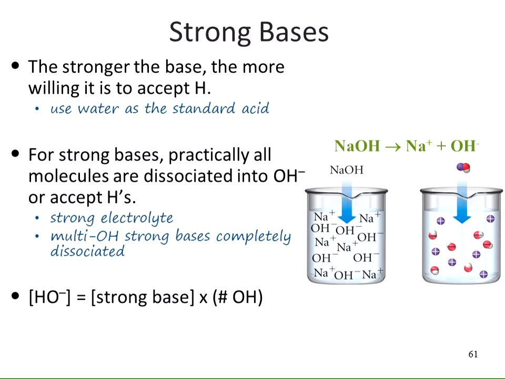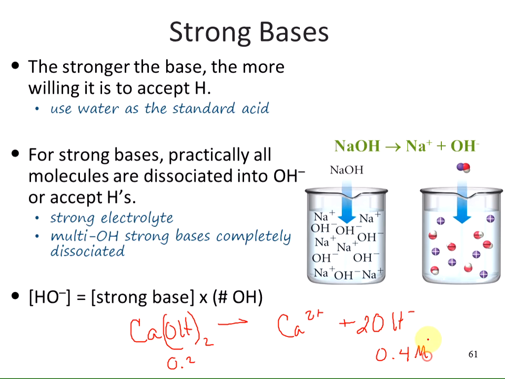But if we're talking about calcium hydroxide, remember, calcium hydroxide has a formula of Ca(OH)2, and there are two OHs. So when that dissociates, it forms calcium 2 plus and 2 OH minus, so you have to have a 2 in front to balance it. If the concentration of the calcium hydroxide is 0.2 molar, then because it's a 1 to 2 mole ratio, the hydroxide concentration will be 0.4 molar when it dissolves.